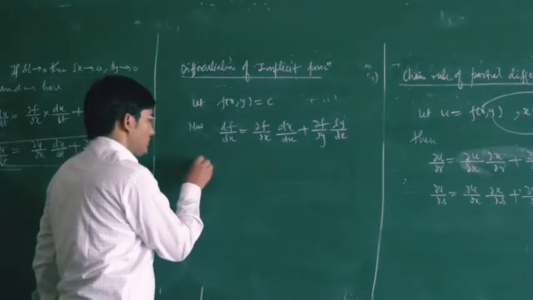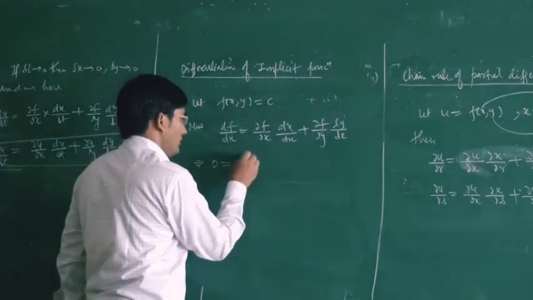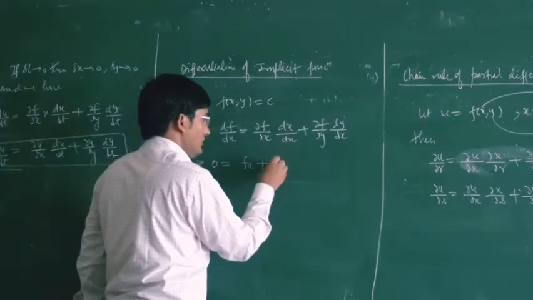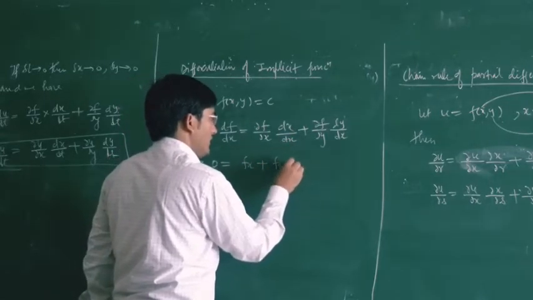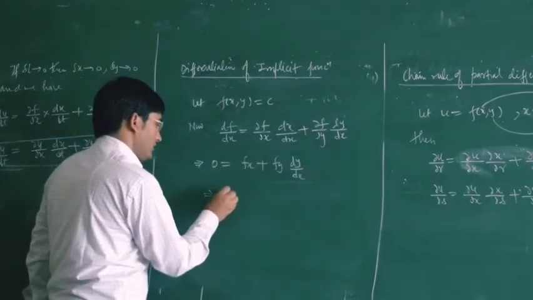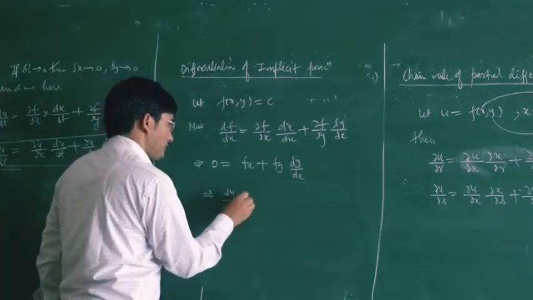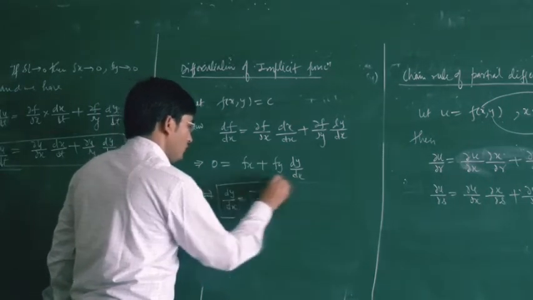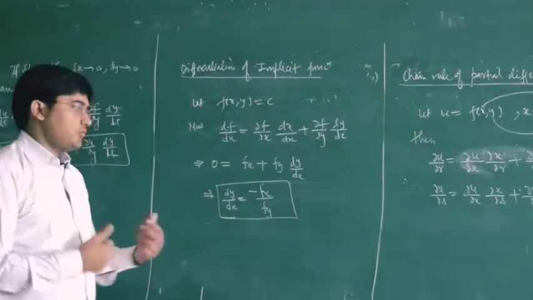So on the left hand side we have 0 equal to ∂f/∂x, which can be written as fx, times 1, plus fy times dy/dx. So from here you can say that dy/dx is equal to minus fx upon fy. We will use this as a formula.